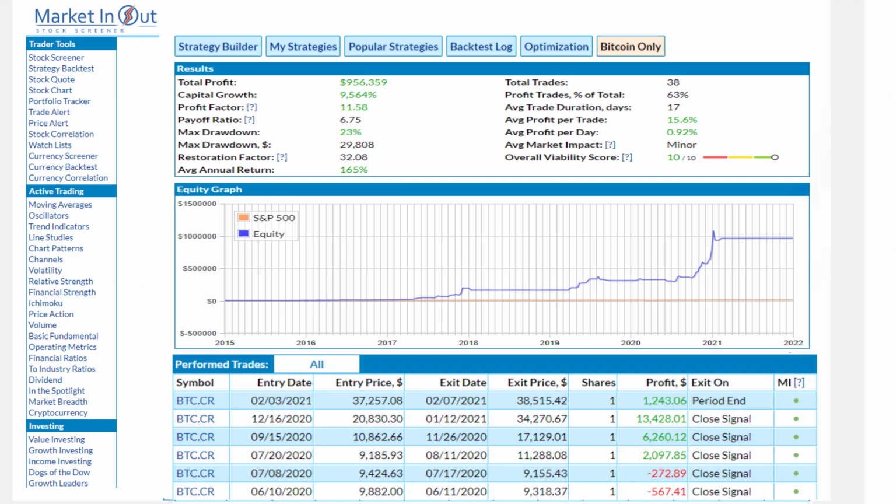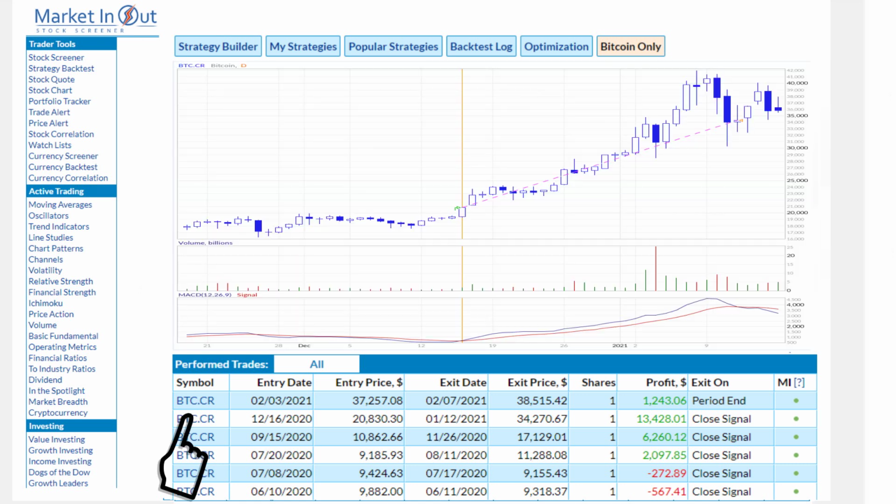The software allows us to drill down into each trade made through the backtest, and by clicking on the selection we are presented with the chart. We can see the entry, the MACD cross, and the exit when the MACD crossed back down.